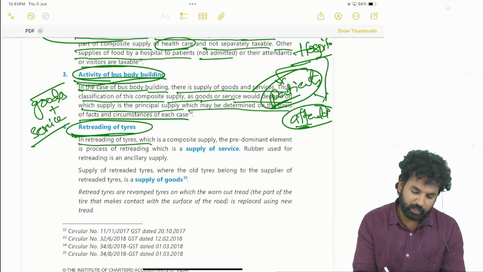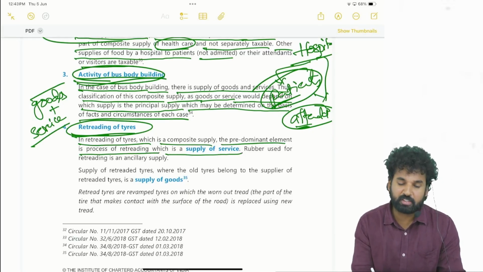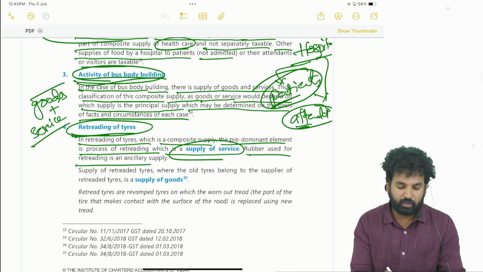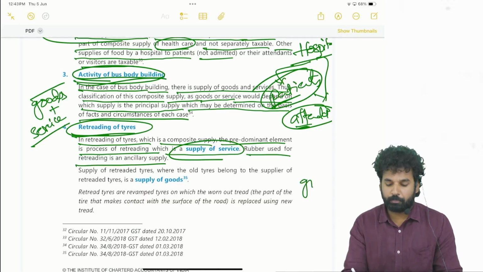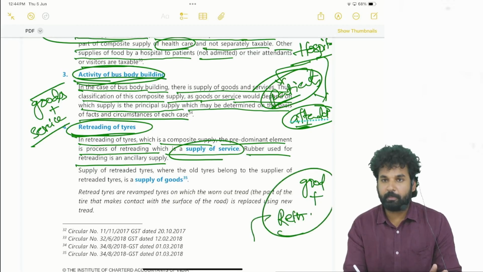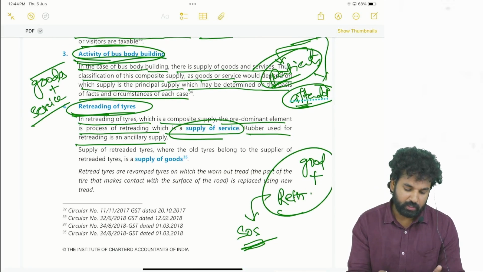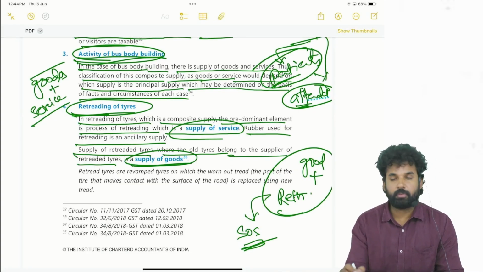In rethreading of tires, which is a composite supply, the predominant element in the process of rethreading is supply of service. Rubber used for rethreading is ancillary supply. Additional rubber will be used, that is goods, but the main service is rethreading, and hence it is a composite supply. The principal supply is supply of service. And next, supply of rethreaded tires, where the old tires belong to the supplier of the rethreaded tires, is a supply of goods.